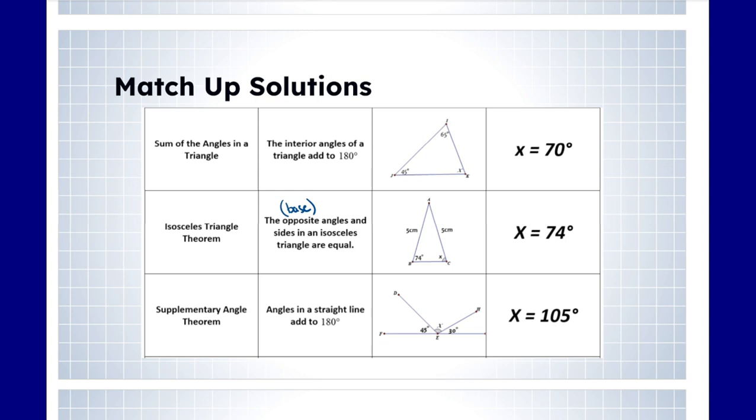Supplementary angle theorem, we didn't quite mention this by name, but this is just an example of the straight line. You can think of S as in straight. So straight line, or the straight angles. Angles in a straight line have to add to 180 degrees. So all 3 of these angles have to add to 180. So that means the missing angle has to be 105.